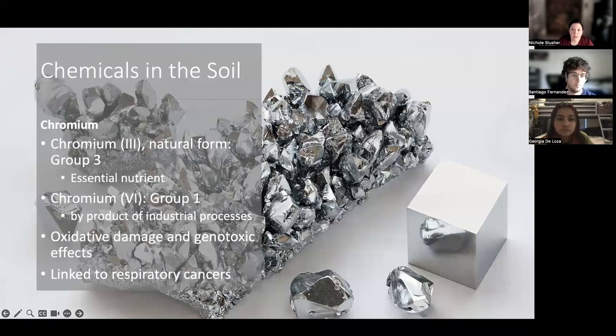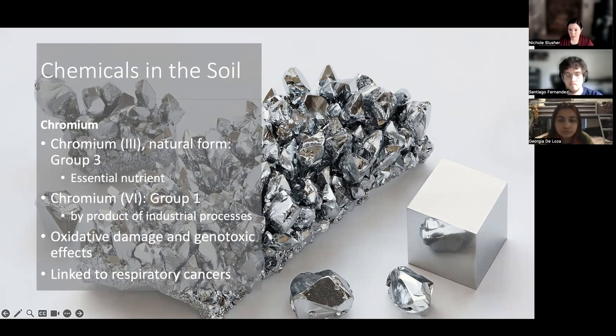Finally, chromium is an element present in several oxidation states, where chromium-3 is the natural state of the element and classified in group 3, while chromium-6 is a form classified as a group 1 carcinogen. Chromium-3 is an essential nutrient for human metabolism and potentiates the action of insulin in the body. And most exposure and negative health effects occur in industries that use chromium, like metal processing, leather tanning, and welding.